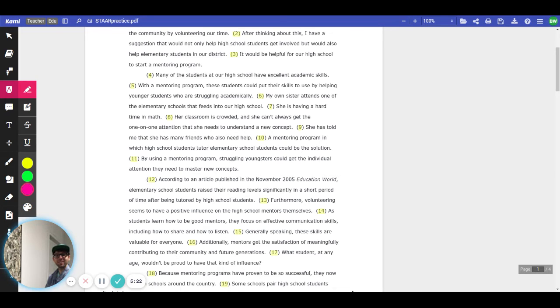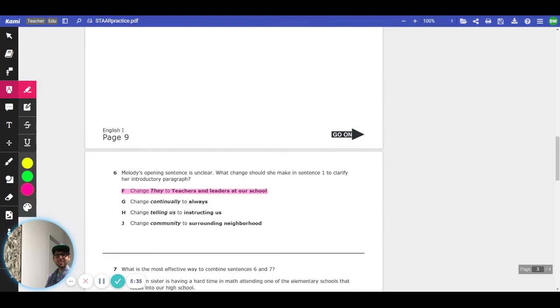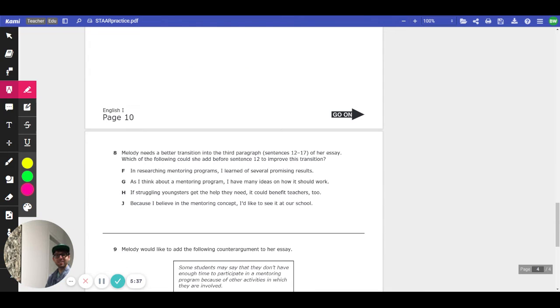Volunteering has a positive influence on high school mentors. Students learn how to be good mentors. I don't see anything talking about teachers. Mentors get the satisfaction of meaningfully contributing to the community. No, nothing about teachers. So then we know that can't be the right answer. So it has got to be this one.